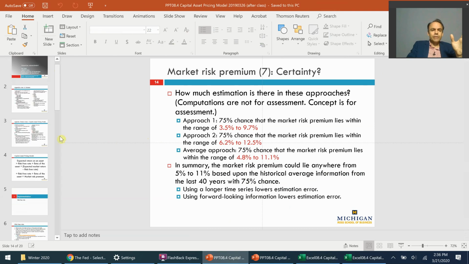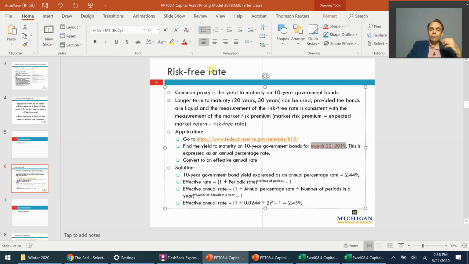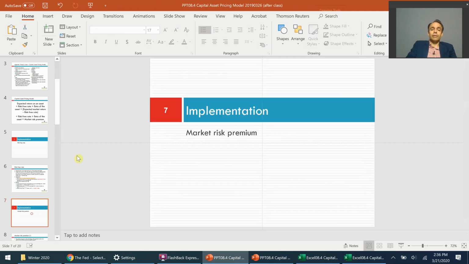And if I refer to the after-class version of this spreadsheet, I would say that based upon computations from approximately 1 year ago, when I prepared the presentation, the risk-free rate was 2.45%. Using current information, we've just done a computation that the effective annual rate is 1.123%. That's the current figure. Well, that was easy. Let's talk about the market risk premium.